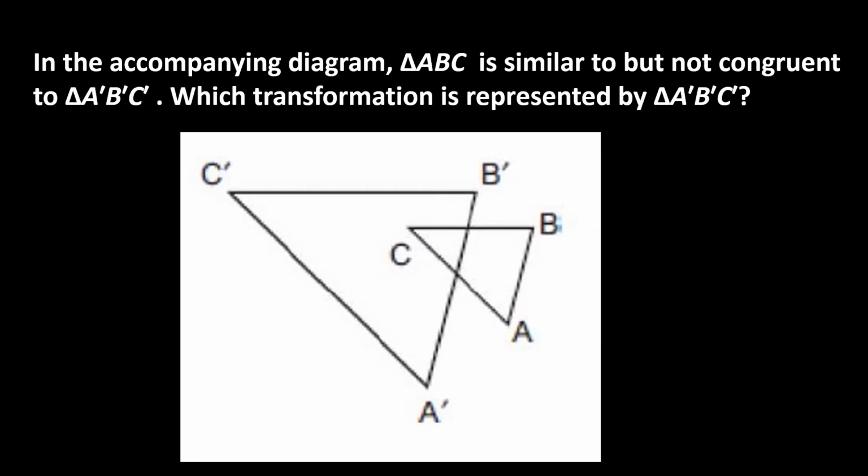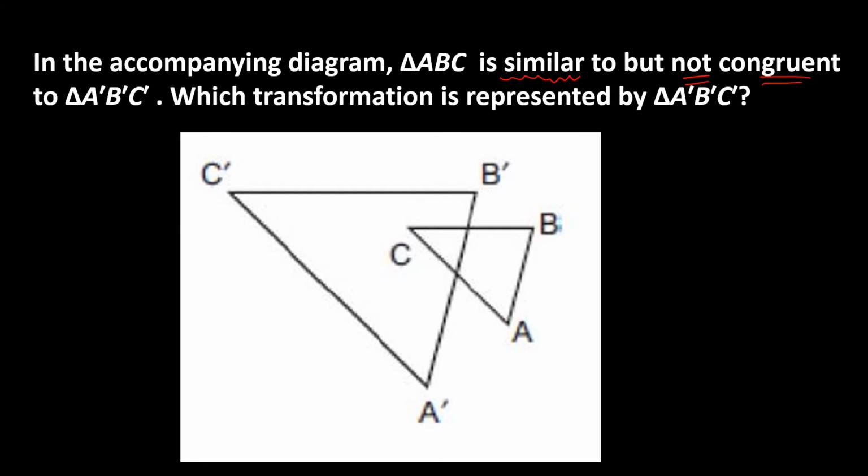Here the next problem says, in the accompanying diagram, triangle ABC is similar to, but not congruent to, triangle A prime, B prime, C prime. Which transformation is represented by triangle A prime, B prime, C prime? So the key words here were similar, but not congruent to.